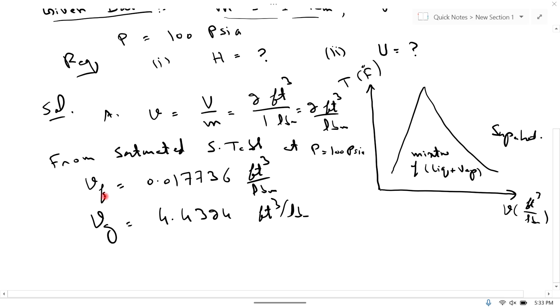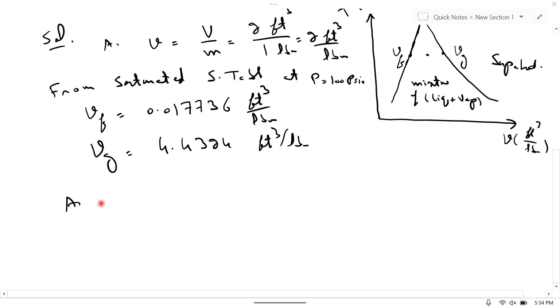2 is between these values Vf and Vg. This line is the saturated liquid line and this line is the saturated vapor line. On this line the volume is Vf, volume of liquid, and on this line the volume is Vg, volume of gas or dry saturated vapor. Here volume is 0.0177, here volume is 4, and the volume given to us is 2, meaning between these two values. It means the state lies in the wet region, a mixture of liquid plus vapor.